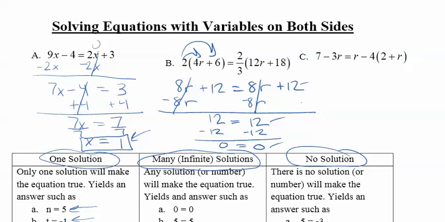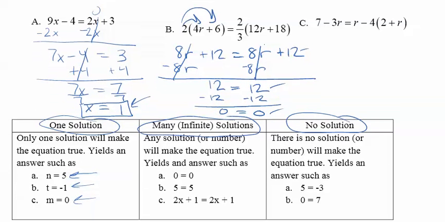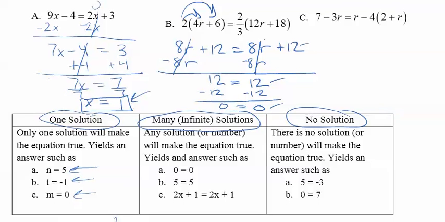But what's going to happen when your equation has many solutions is if you continue solving, your variables will cancel out, in the case of 8r minus 8r. So whatever your variables are, they will cancel out, but your equation will remain equal on both sides. So in that case, for many solutions, any solution or number will make the equation true. So it yields an answer such as 0 equals 0, 5 equals 5, 2x plus 1 is equal to 2x plus 1. Okay, well, what does that mean that any solution will satisfy it?